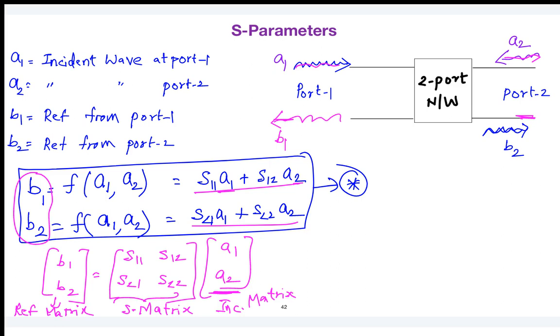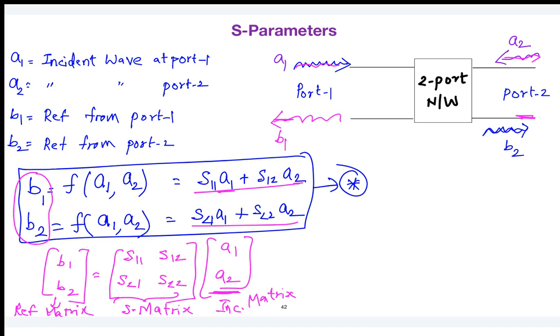Okay. So first of all, when you see the contribution of B1, there may be some reflection from port 1, because this is your two-port network. So it can consist of any element. So whenever there is an impedance mismatch here, what will happen? Some energy of A1 will be reflected back. So the first contribution for B1 will be the reflection from A1.